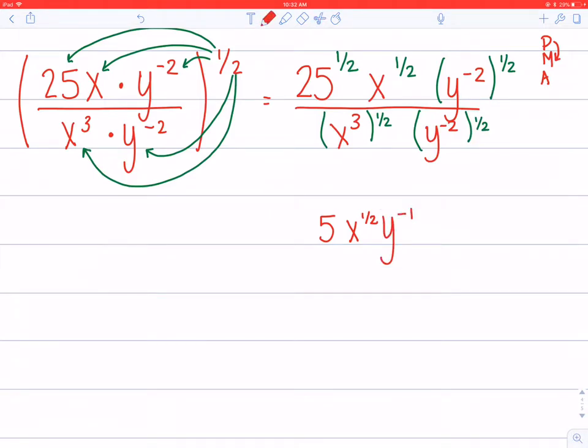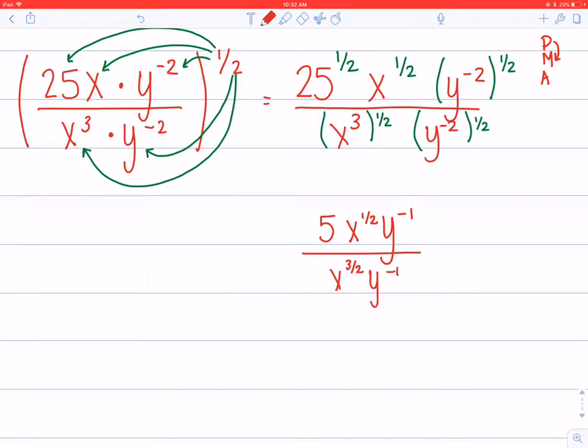to the negative 1 power over, I'm going to do the same thing on the bottom, x cubed to the 1/2, multiply, so I'll have 3 times 1/2, which will give me x to the 3/2. Same thing with y to the negative 2, then to the 1/2, that's power to a power, so I multiply, so I have negative 2 times 1/2, so I'll have y to the negative 1 again.